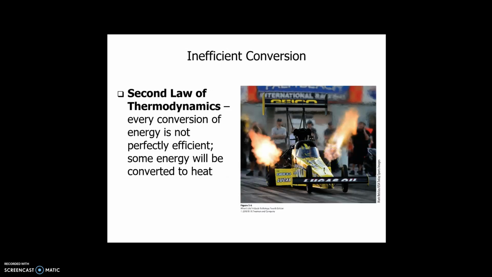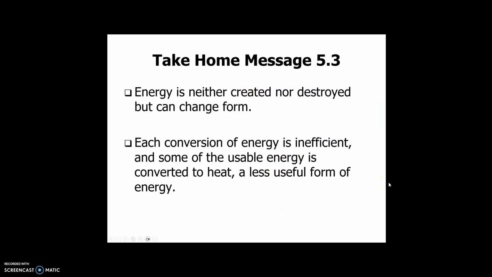And the second law of thermodynamics says that in every energy conversion, energy is not perfectly efficient. Some energy will be converted to heat. And as that heat gets released in those transformations or conversions of energy, the entropy of the universe increases. Entropy is disorder. And that is a little bit better explained within the book.